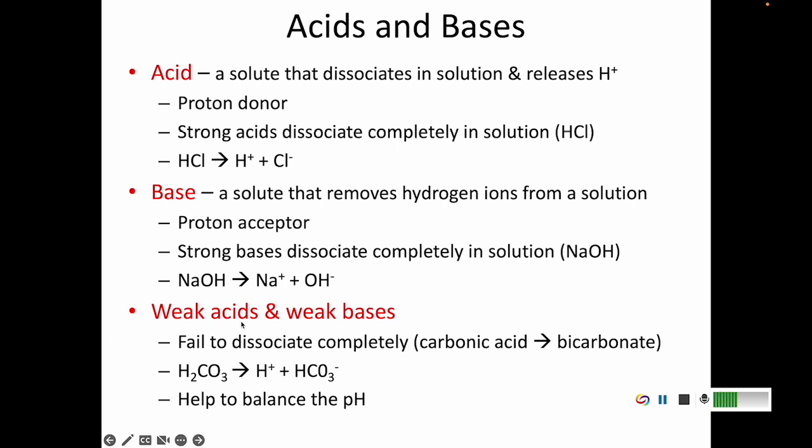Then weak acids and weak bases will not dissociate completely. They'll dissociate partially. So here, this carbonic acid can give up a hydrogen, but it can also hold on to a hydrogen. It can pick up a hydrogen. It can release a hydrogen. It can release two. It can pick up a couple. By not completely dissociating all the time in all situations, it helps to balance the pH. If there's a little bit extra hydrogen around, it can pick it up. If there's a little bit too few hydrogen ions, it can dissociate and allow that to be released. So weak acids and weak bases are nice to balance the pH.